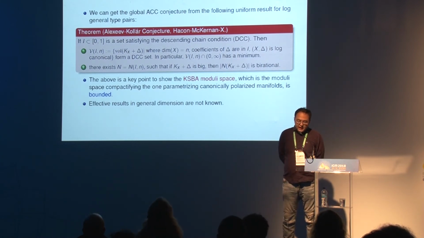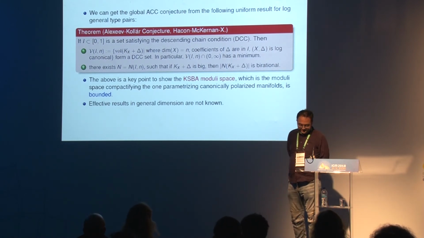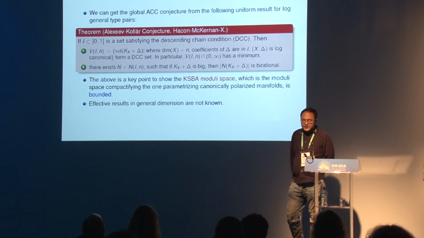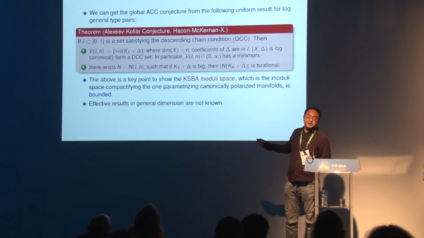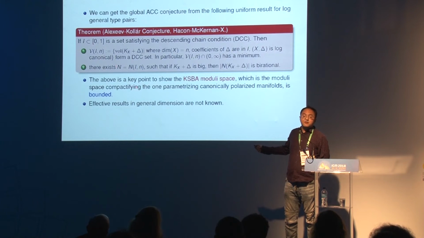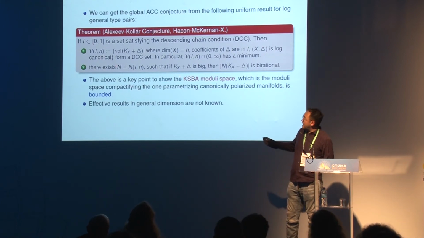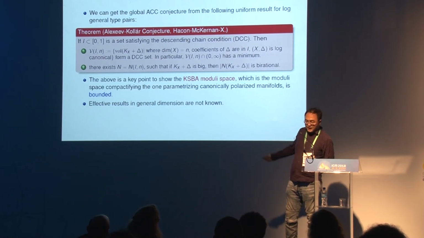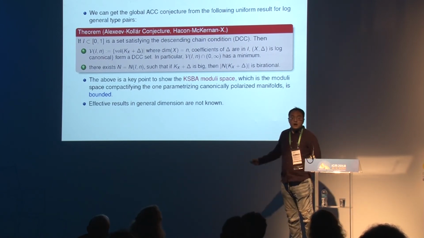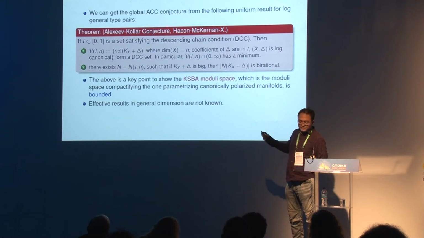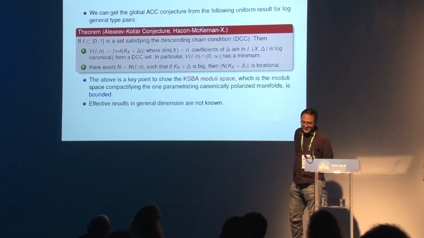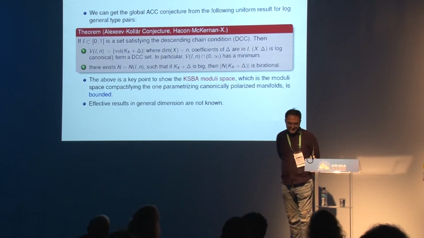And the last thing I want to say is that actually this kind of statement is a key point to show that the KSBA moduli space exists. This moduli space is named after Kollár, Shepherd-Barron, and Alexeev. By the way, this conjecture is also called the Alexeev-Kollár conjecture, because I think Kollár first asked this for dimension 2, and Alexeev proved it, and then asked this for higher dimension, and we just settled the higher dimensional case.